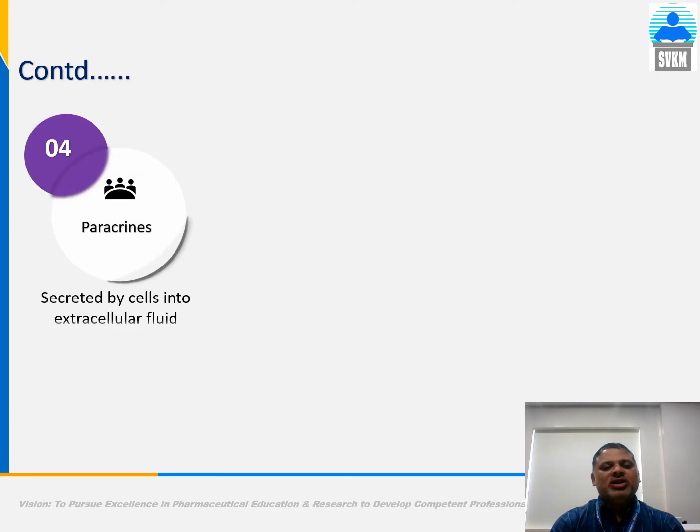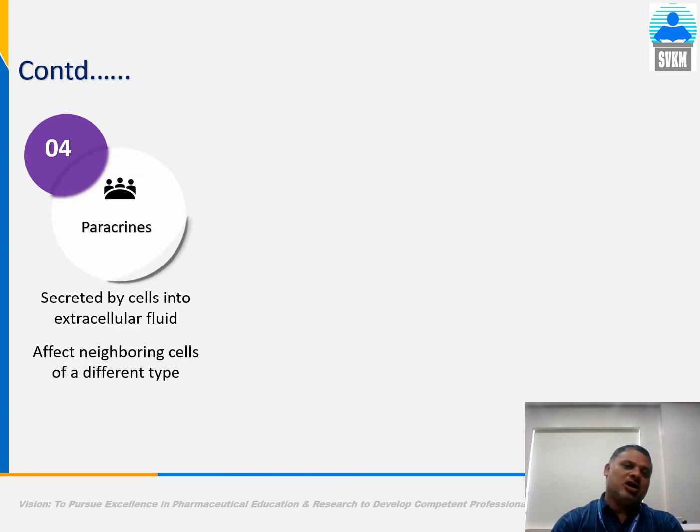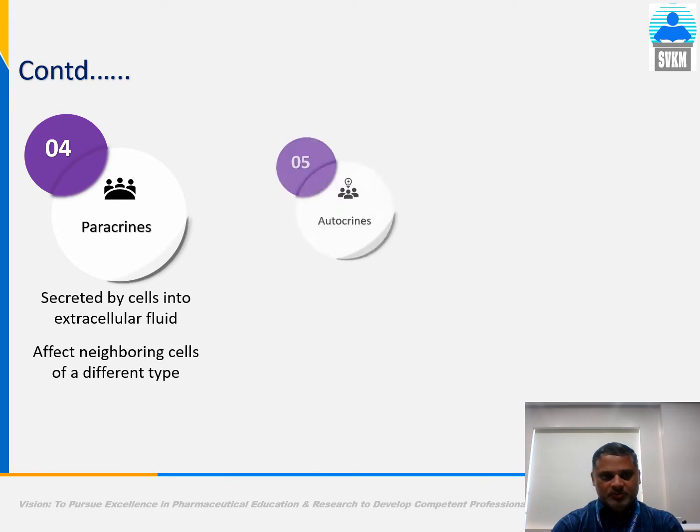The fourth example is the paracrine hormones. These are chemical messengers released by cells, particularly into the extracellular fluid, and they affect the activity or function of neighboring cells of a different type.